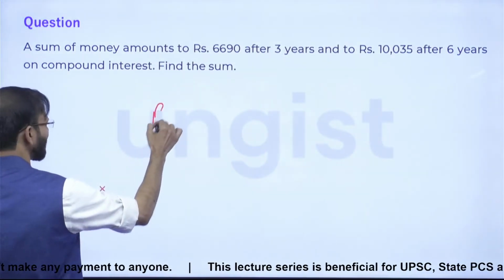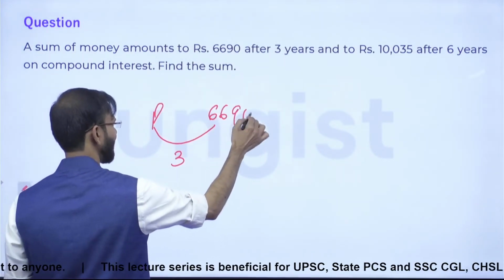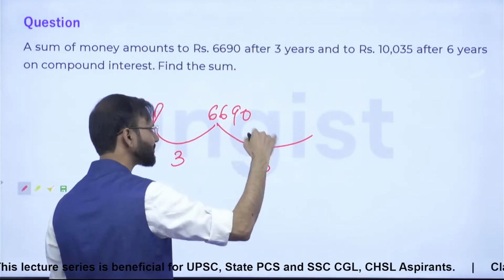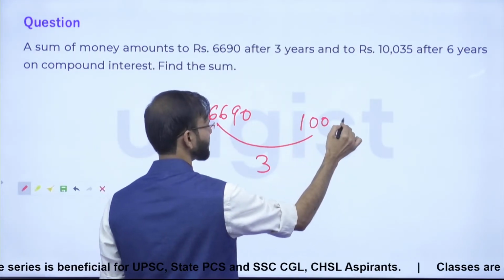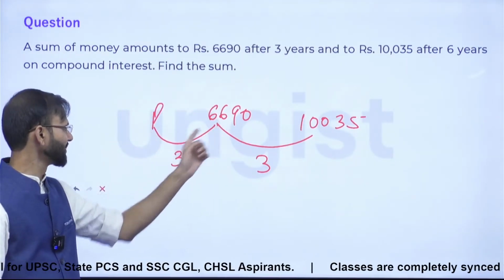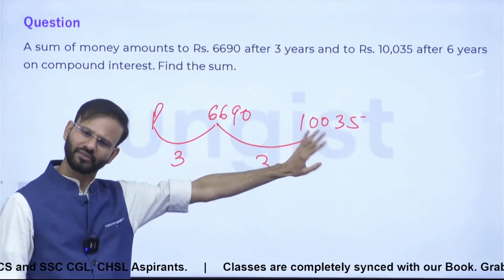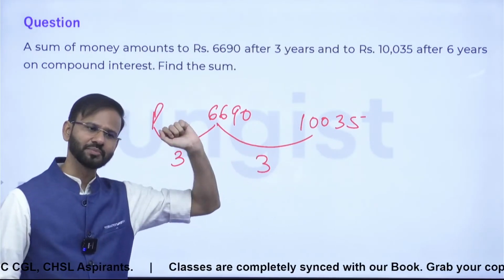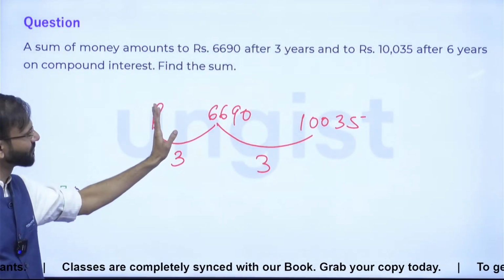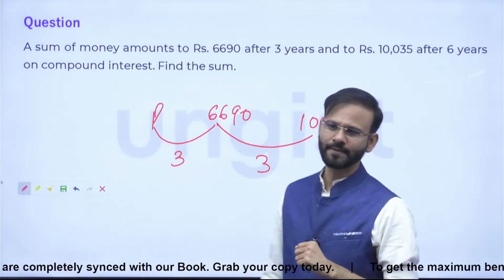एक प्रिंसिपल है जो 3 साल में कितना हो रहा है 6690, after 3 years it will become this, and after another 3 years it becomes 10035, right? A principal becomes this much in 3 years, after another 3 years this becomes this, right? So question is, what is the principal? So everyone, you just tell me the approach for this. ठीक है, you have comprehended this very well. अब मुझे ये बताइए कि इसको करेंगे कैसे?